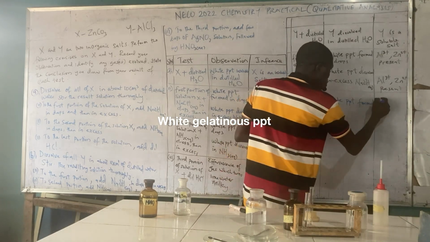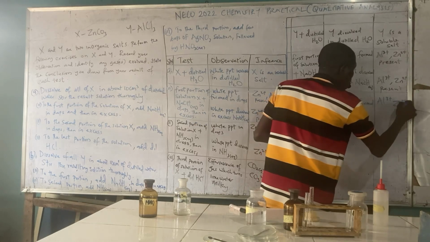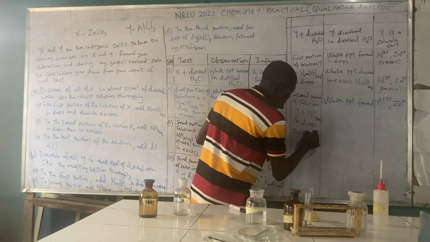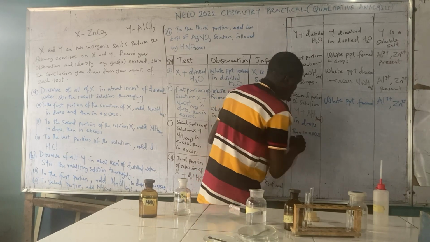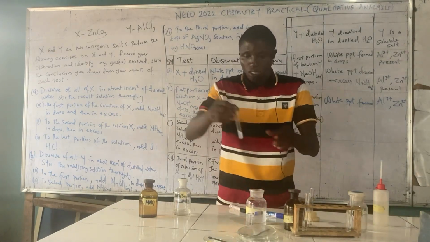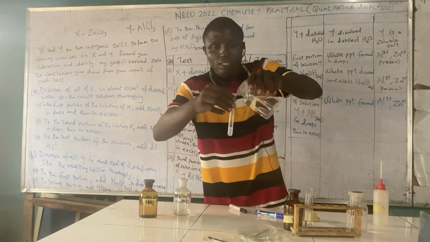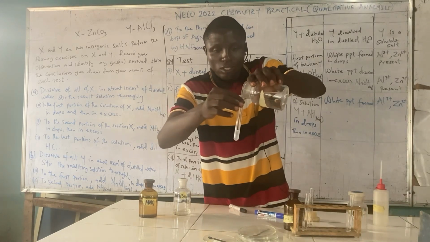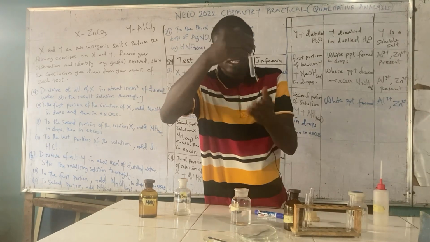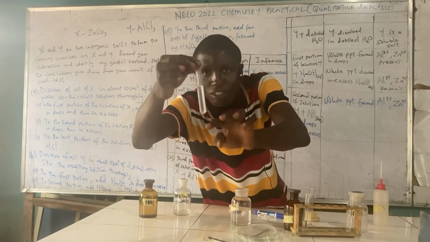Now it means that we still have aluminium 3 plus and zinc 2 plus. Now in excess, then in excess, what do we have? You can see now, does it dissolve? You can see this persists. You can see the precipitate persists, it does not dissolve.